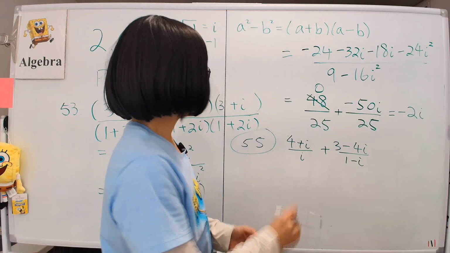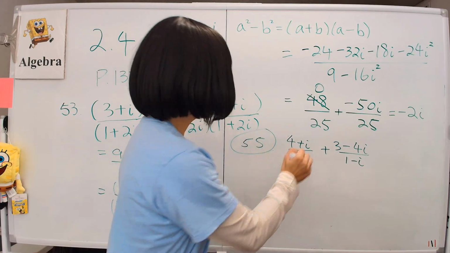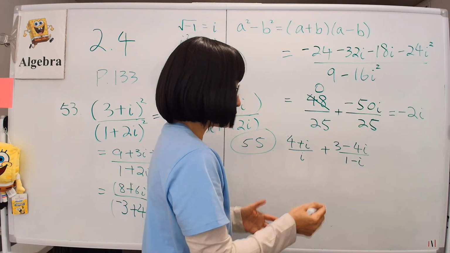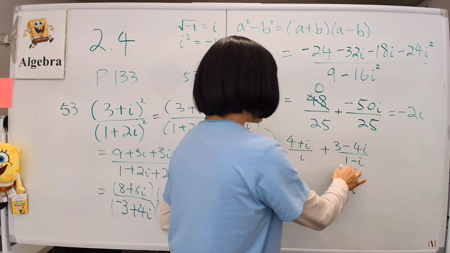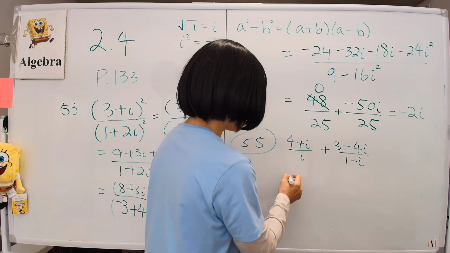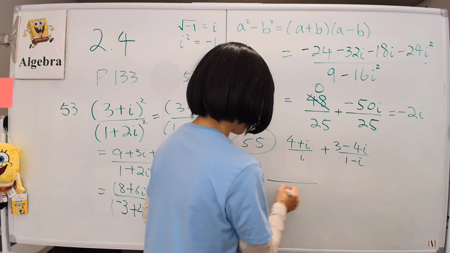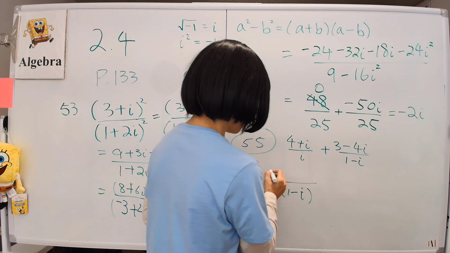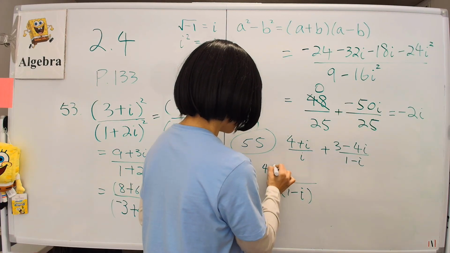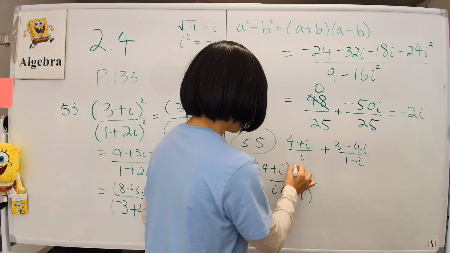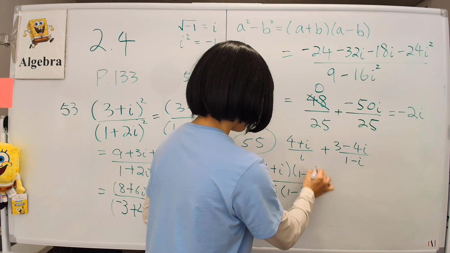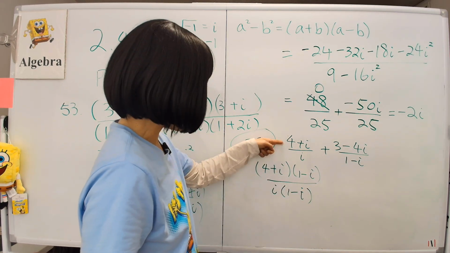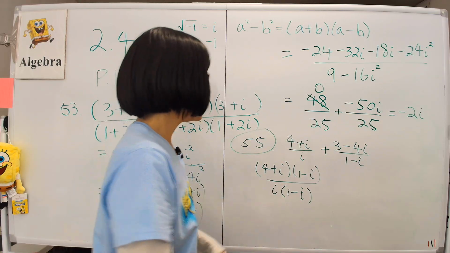So the last problem we have is problem 55. Now we have 2 of them. Okay, we are just going to use the common denominator by multiplying these 2 things together. And by doing that, we will have 2 fractions like this. We'll have i times 1 minus i over here. Okay, the same thing here: 4 plus i, we'll multiply it by 1 minus i. We are multiplying by the same thing, so this cancels out to become that. So these are the same objects.